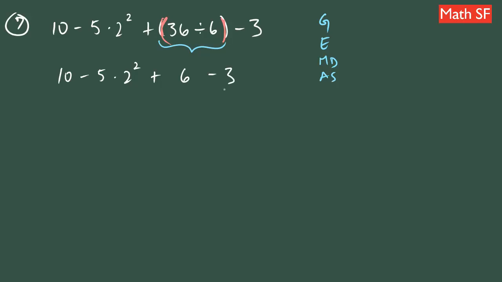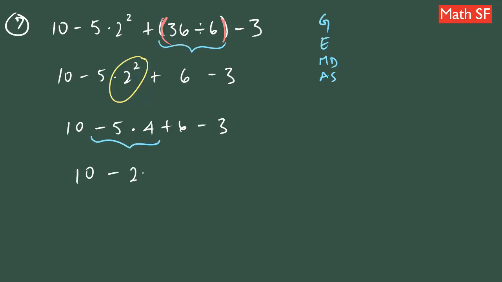Now, after the grouping, there is no more grouping. Exponents. Is there any exponents here? Yes, there is an exponent here that we can do. So that should be 10 minus 5 times 4, because 2 squared is 4, plus 6 minus 3. Now, here's a multiplication that we can do, which is -5 times 4. So that should be -20 plus 6 minus 3.